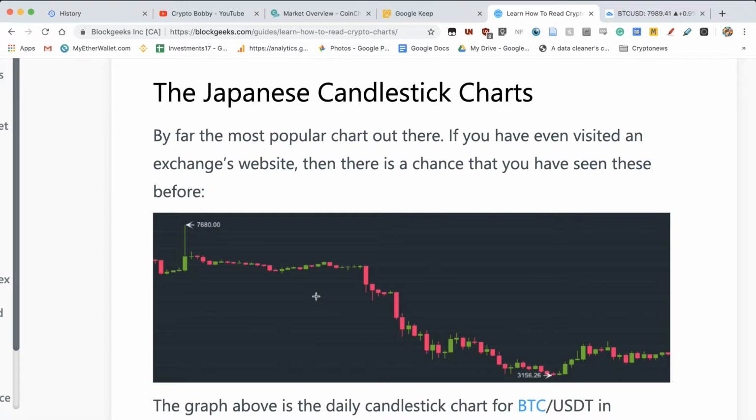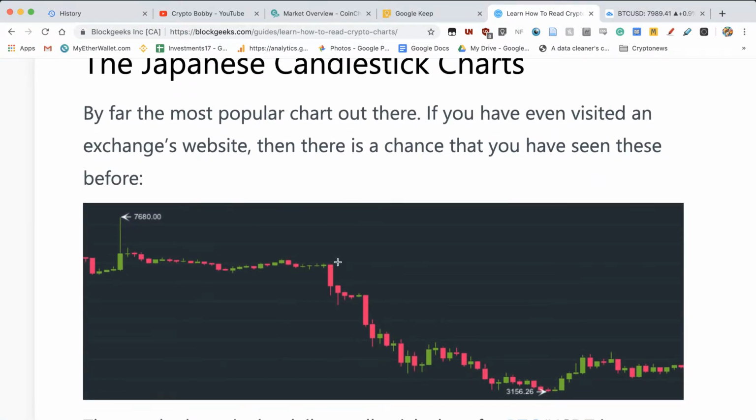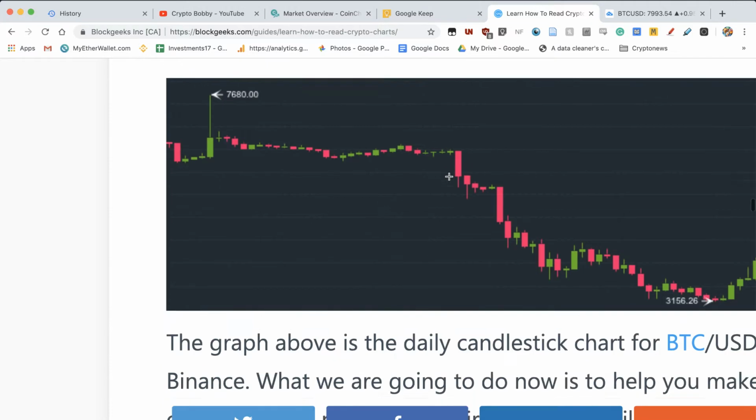Now, an important aspect of charts are the Japanese candlesticks. And what are Japanese candlesticks? You might have seen them before. They look like candlesticks with a wick. Here we've got the wick on the top, and here we've got the wick on the bottom. You've got a bullish candle and a bearish candle.